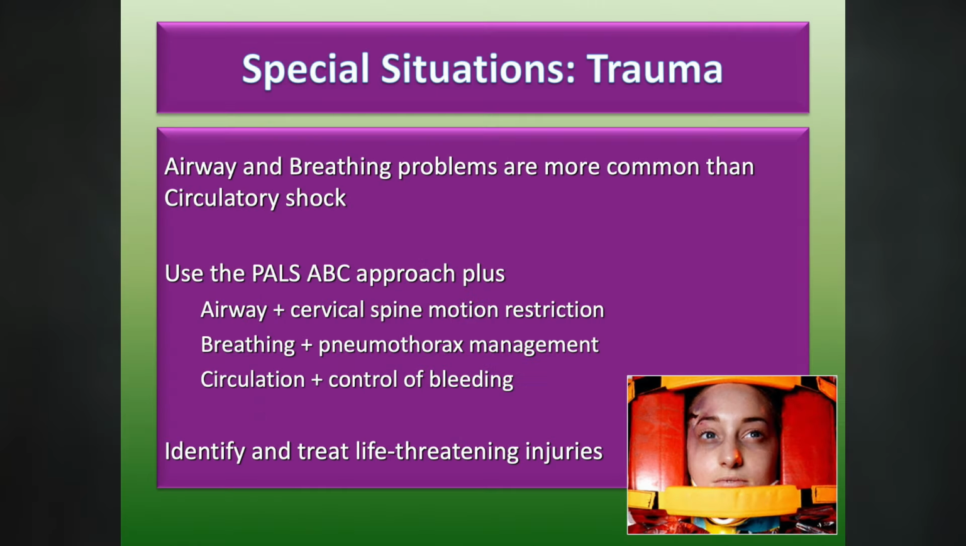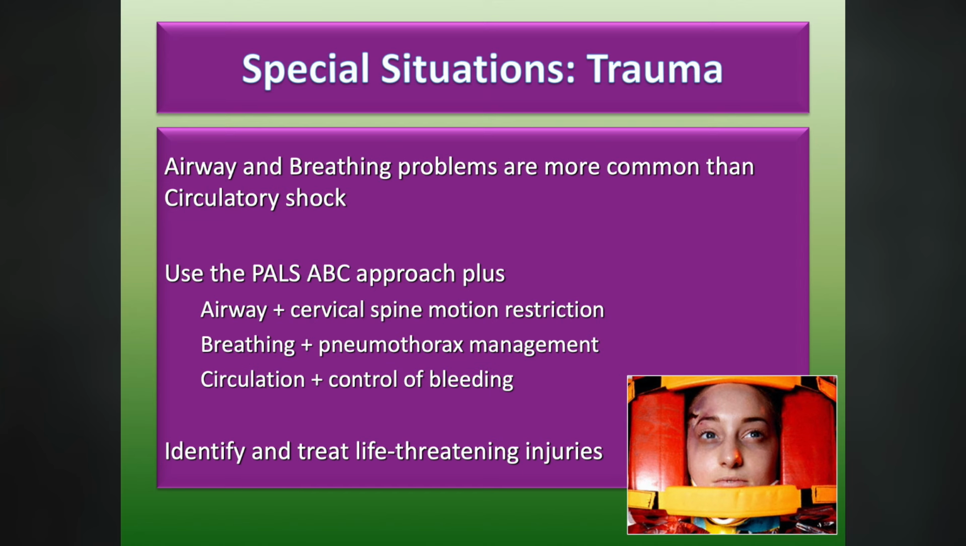When we look at trauma in patients, a couple of things to keep in mind. Airway and breathing problems are more common in trauma in children than are circulatory problems. We still use the standard approach, except when we look at airway, we try not to manipulate the neck too much and we maintain spinal motion stabilization.